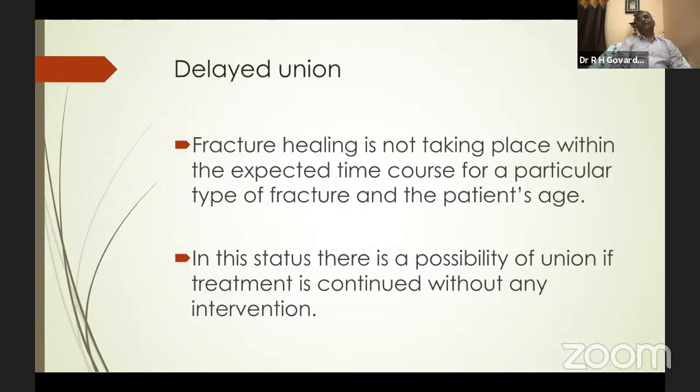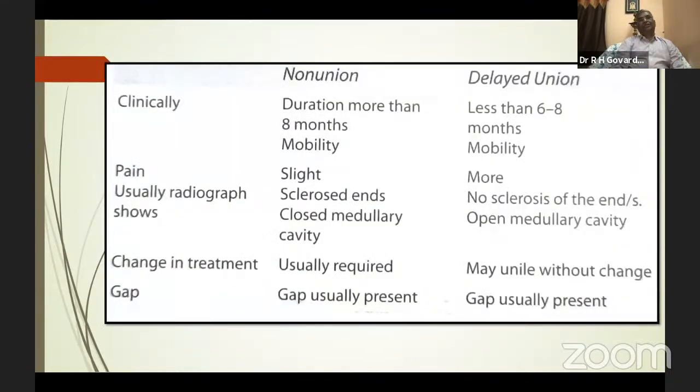So basically, in a non-union, you don't expect it to unite the fracture, whereas in a delayed union, there is a possibility that if you continue the immobilization, it might heal. This tabular column shows the difference between non-union and a delayed union.